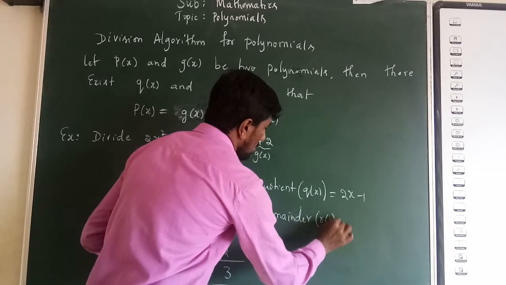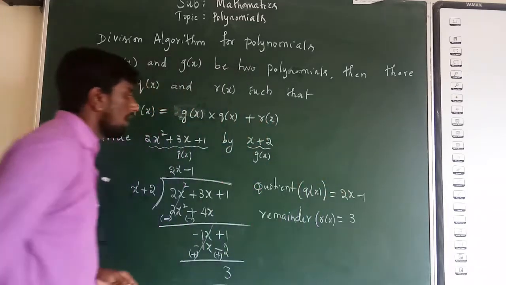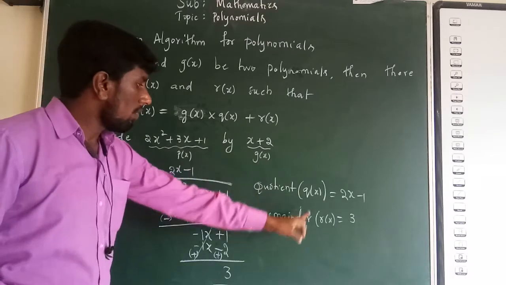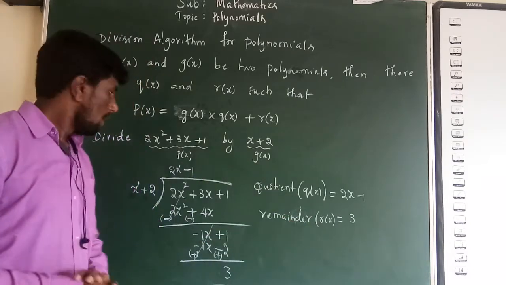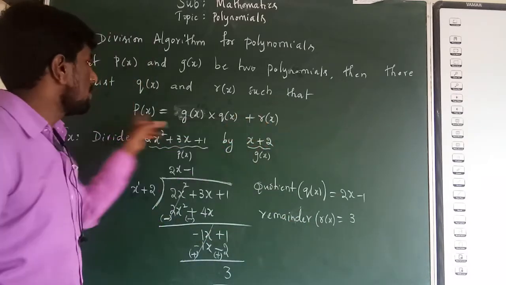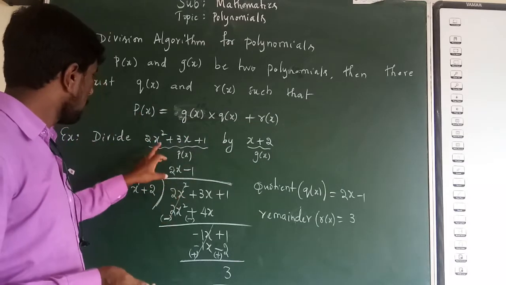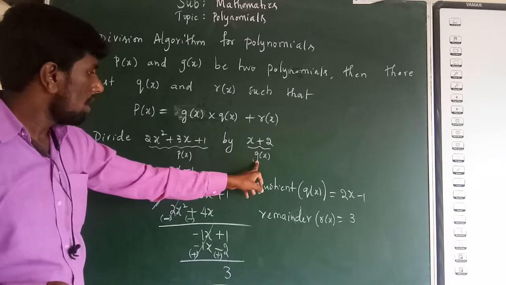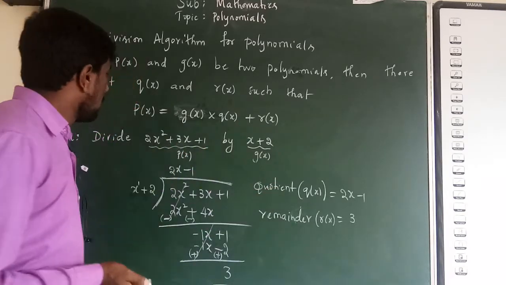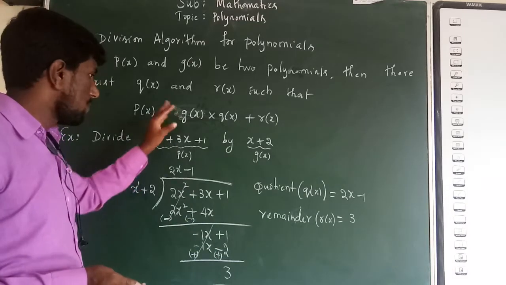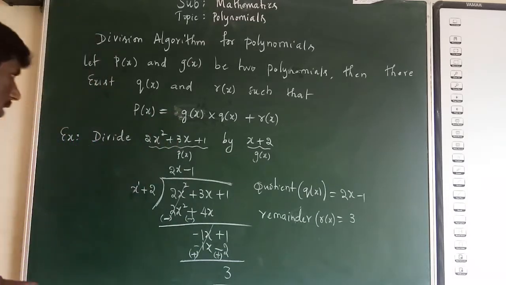Remainder r of x is equal to 3. Correct? Now this is p of x, g of x, q of x, and then r of x. So I need to verify this equation now. I need to substitute what is p of x, what is g of x, and what is r of x in this equation for this particular problem, and we need to verify it. So let us do that.